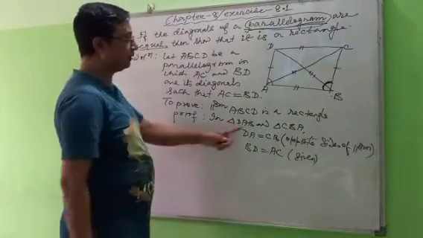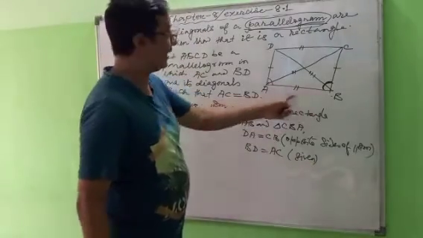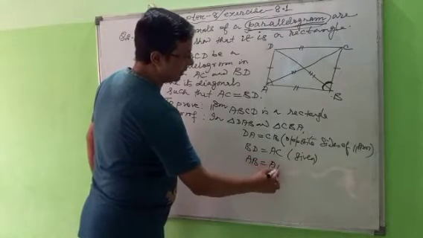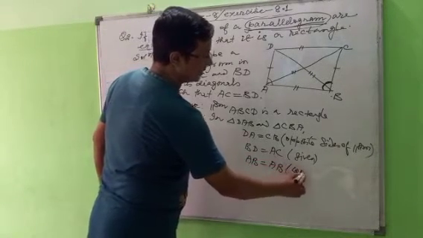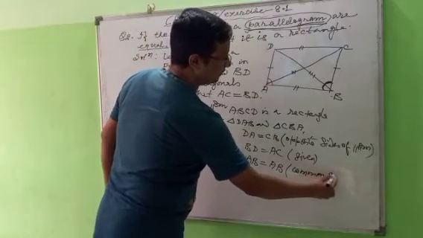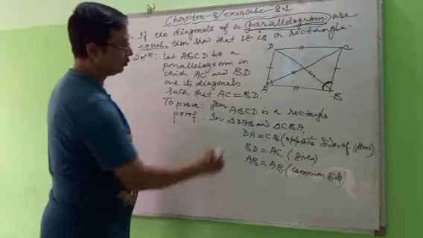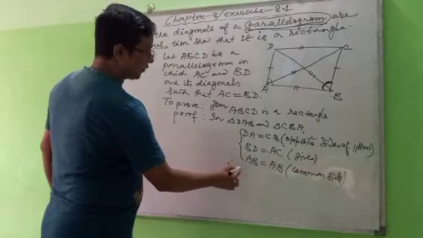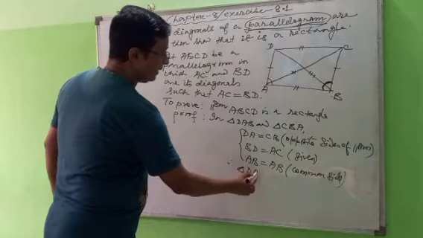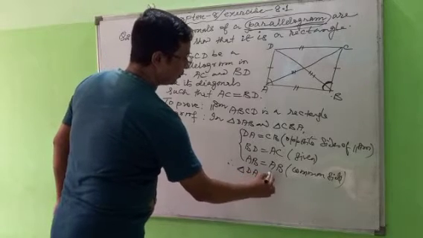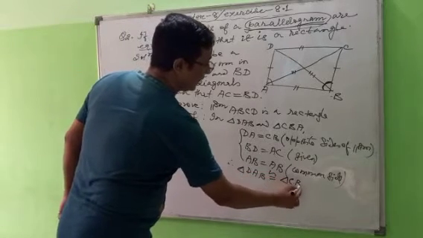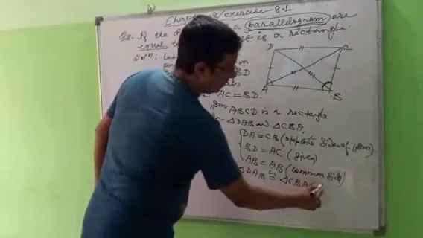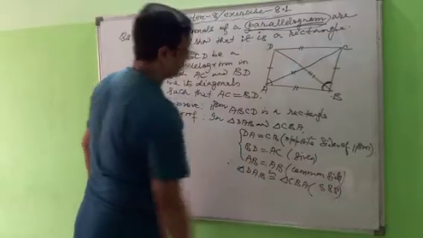Then in both the triangles, the common side is AB. So here AB equals AB. This is due to the common side. So here you have got the three conditions. Therefore, triangle DAB is congruent to triangle CBA by SSS congruence.